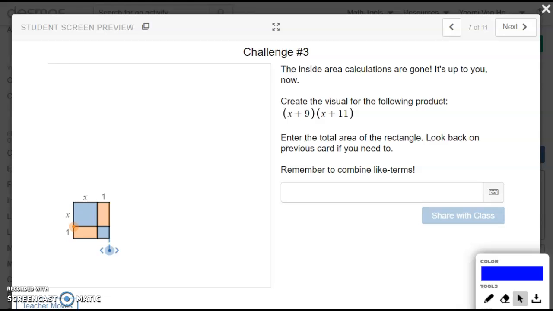So we are continuing with the decimals exercise. We are on card 7 now. The inside area calculations are gone. It's up to you now. Create the visual for the following product.